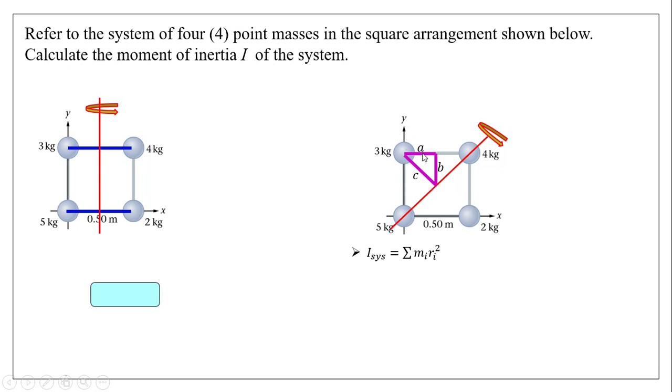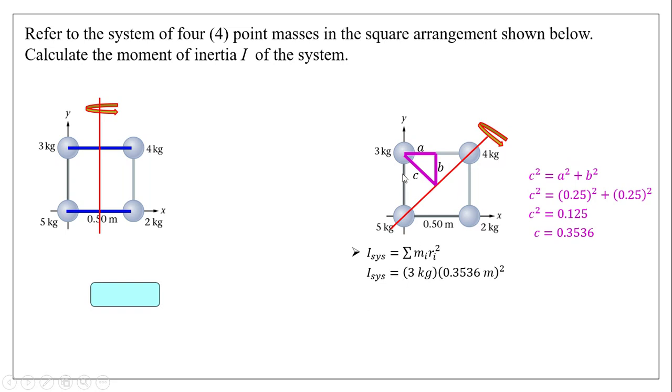But I know what A is. A is just half of the length, which is 0.25, and B in this case would also be half because this is a square. So I'm just going to crack up Pythagorean theorem. C squared is equal to A squared plus B squared. A being half of the full length, which is 0.25, and likewise with B for this one because it is a square. And if you square both terms and then square root it, you will get that C is equal to 0.3536. Okay, so it tells us that the 3 kilogram mass here is 0.3536 meters away from the axis of rotation. All right, so that's the first term I want to do, the 3 kilogram on the top left there.